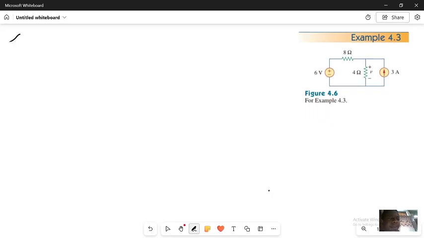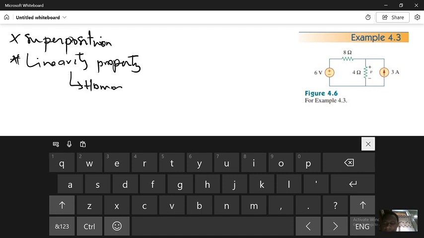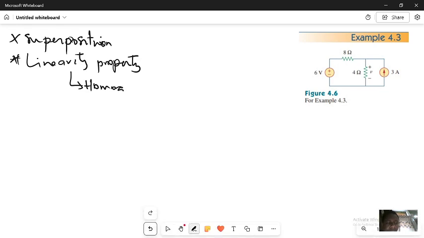We're going to discuss superposition. But before we go to superposition, we'll discuss the linearity property. The linearity property has two properties, which are homogeneity and additivity.